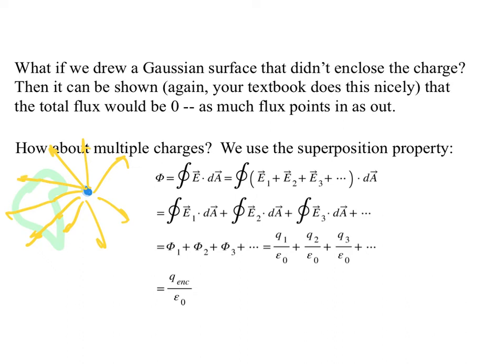And there's a somewhat better proof that shows that that has to be the case. What if there had been multiple charges? Well, we can use the superposition property. We can say that the flux of the total electric field is the flux of the total field, but the total field is the sum of all individual fields. So we get a whole bunch of E.dA's, one for each individual field, and each of those are their individual fluxes, which turns out to be Q1 over epsilon plus Q2 over epsilon, etc., or just Q total over epsilon naught.